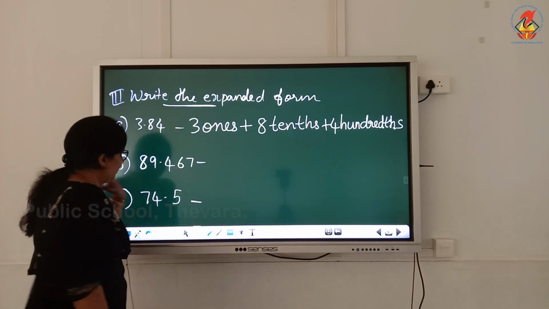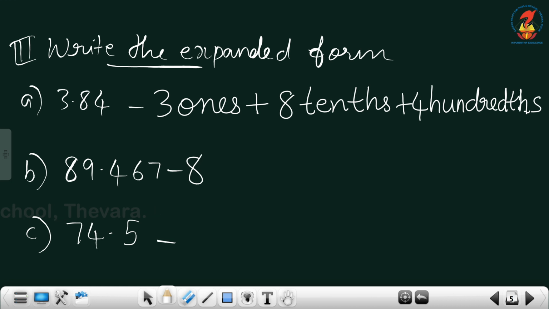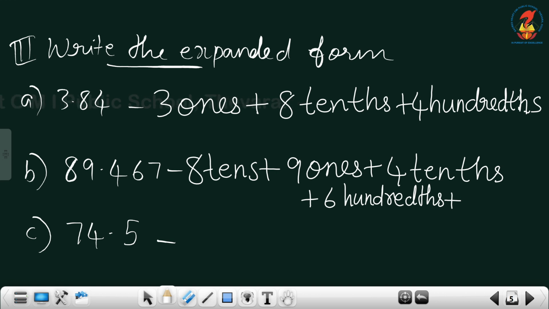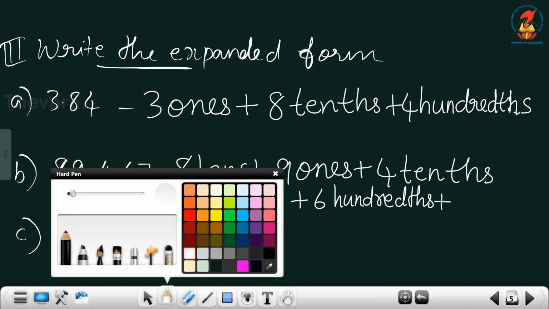Okay. And the next one, 89.467. How can I write it like that? See, 8 is in which place? 8 is in the tens place only. 8 tens plus 9 ones plus, and after 9, 1 decimal point only. After the decimal point, 4 is in which place only? 4 tenths only, tenths place. 4 tenths plus what? 6 hundredths, plus 7 is in which place? 7 thousandths. Okay, 7 thousandths only.